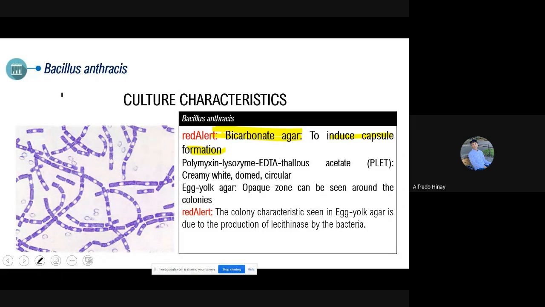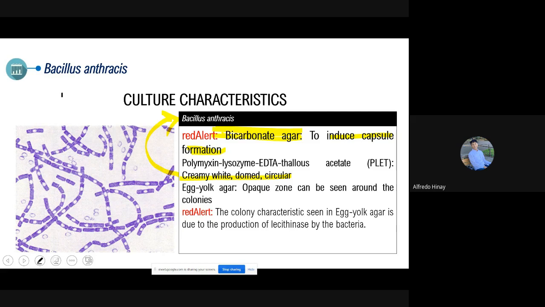We also have your PLET, polymyxin, lysozyme, EDTA, thallous acetate. They will produce a creamy white dome-shaped circular colony. And then, the most important thing here, class, is the growth. If anything grows on PLET, with any characteristic, class, it's indicative that the organism is Bacillus anthracis.